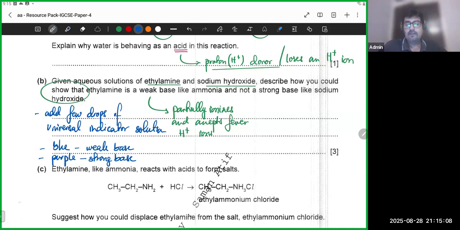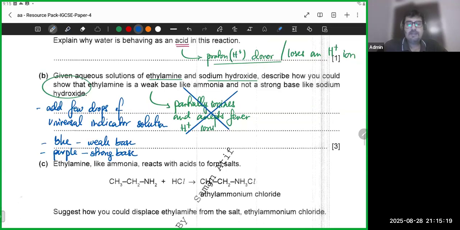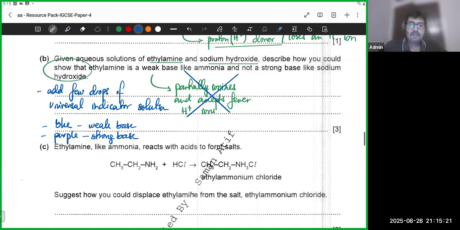So remember to always try to interpret the question properly. This was not actually required. They weren't asking for the definition. They were asking you, how would you show it? Okay, it's a weak base and the other one is a strong base.